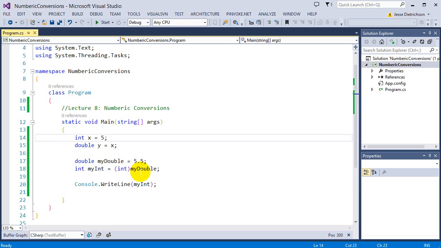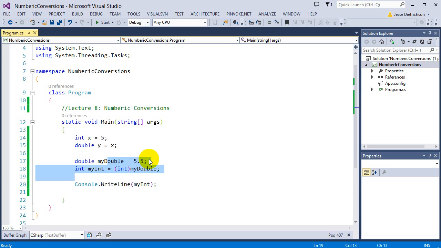Now remember, this is an implicit cast because it's converting from x to y, which is an int to a double, but we are not losing any data. That's why we don't have to cast it. We're not losing anything because an integer can always fit into a double no matter what, but it cannot go the other way. A double cannot always fit into an integer.